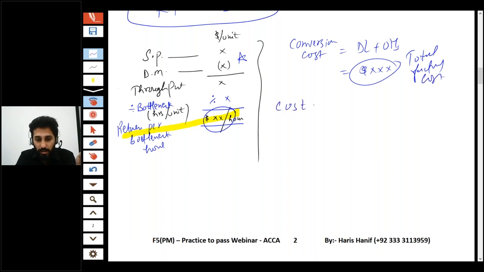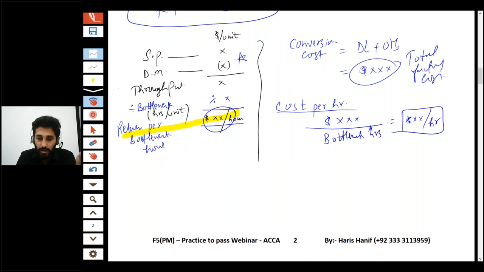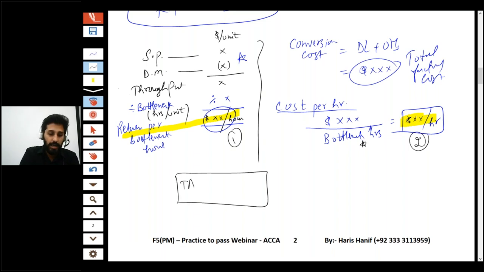So you need cost per hour. You would take total factory cost divided by total bottleneck hours. So number one is return per hour, and you have to place your focus on the bottleneck resource. You will have a return per bottleneck hour, a cost per bottleneck hour, and you need to calculate TPAR. TPAR stands for throughput accounting ratio. That is actually the return upon conversion cost per hour.